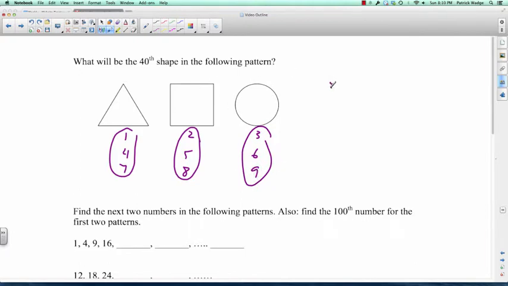So does three go into 40? No, it doesn't. I mean, it does. Three goes into 40, but not evenly. You get 13 with the remainder of one. So in other words, if you went along, the 13th row would have what, 39 here, right? You'd have 37, 38, and 39. That'd be the 13th row. And you'd have one more shape. So that'd be the 40th shape right here. This is it right there.